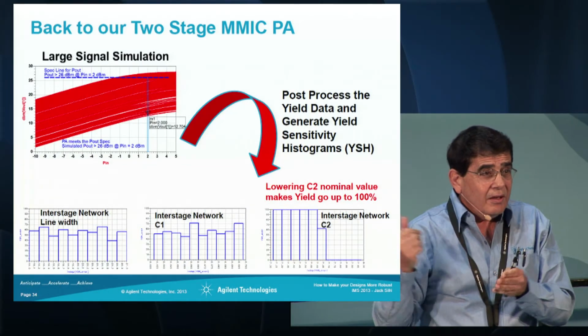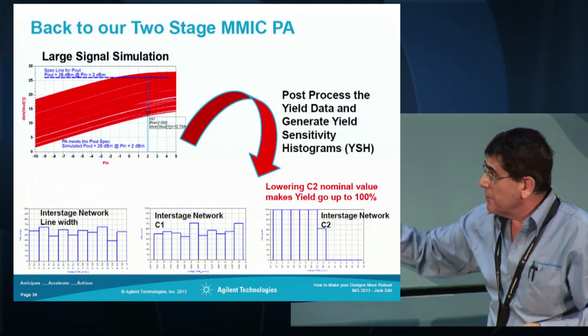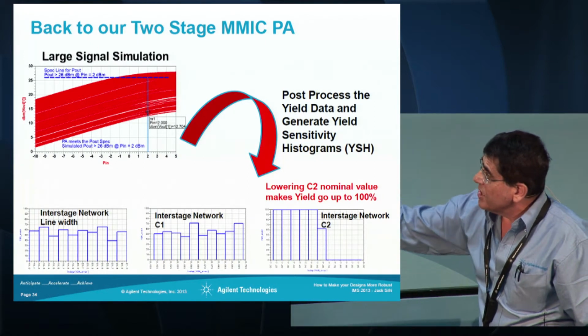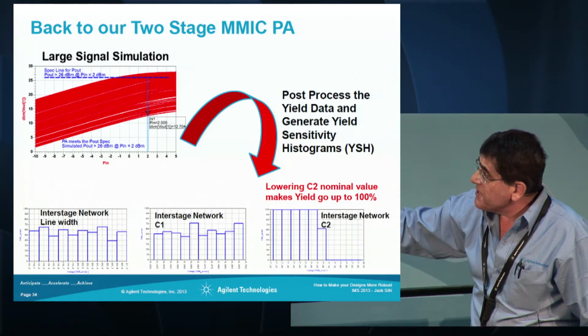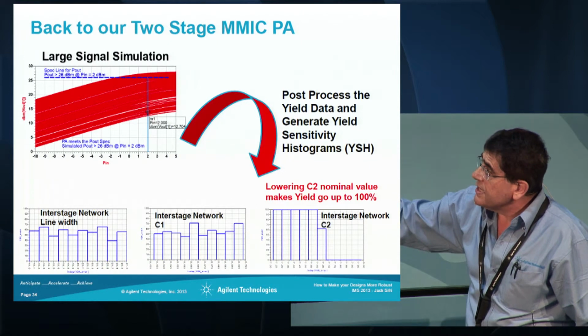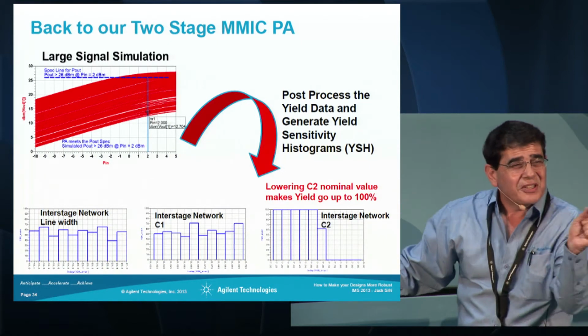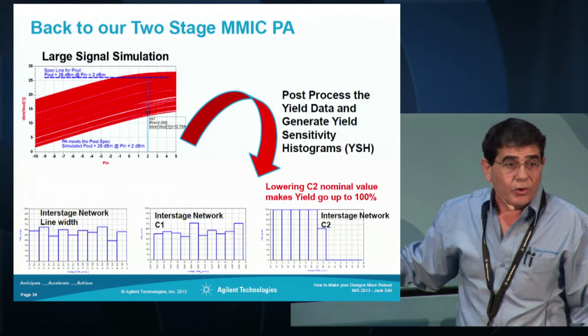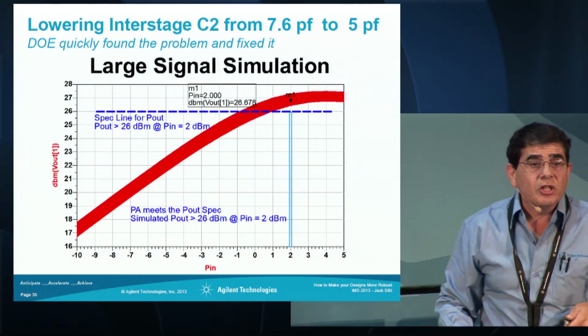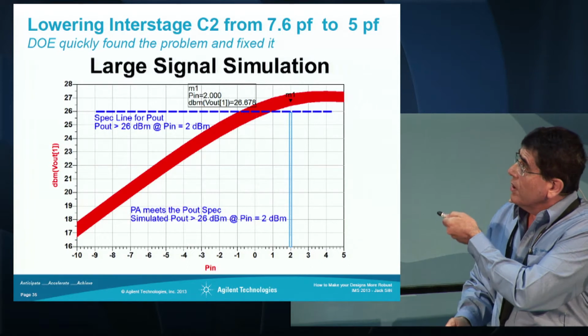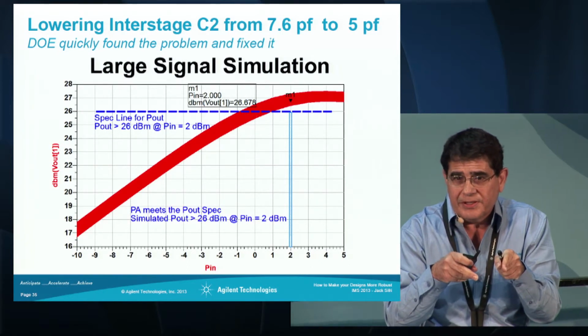So I ran the yield sensitivity histogram on the design. And again, I don't have too much time here to explain this, but basically, you can see on the interstage matching network, C2, running the yield sensitivity histogram tells me if C2 is lower, I get 100% yield. And if C2 goes plus 5%, a little bit higher, the yield goes to zero. That's what's causing the problem for me. So even the yield sensitivity histogram is telling me this. So what I did, I took C2, I lowered the value, re-optimized my circuit, and I ran Monte Carlo yield analysis, and you can see the difference now. It solved the problem. I detected where the problem is.